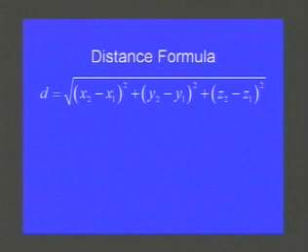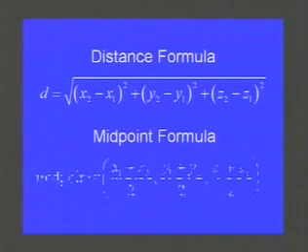Now you'll notice with the distance formula, it doesn't really matter which order I go in as far as do I do x2 minus x1 or x1 minus x2. It's not going to matter because you're going to square that value anyway. So just make sure you subtract the x's, subtract the y's, and subtract the z's, square those values, add them together, take the square root, you're set.